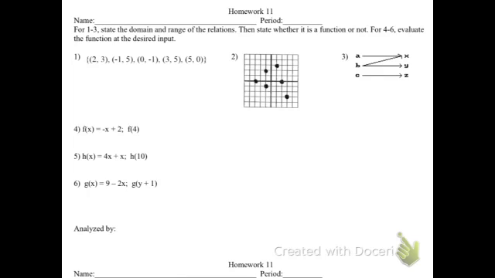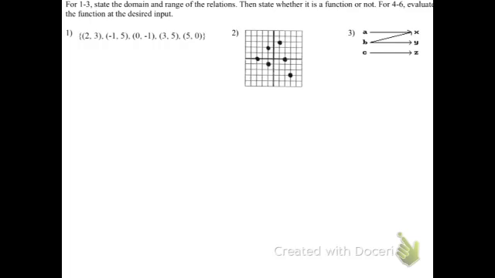Alright, time for homework 11. Once again, we need to determine whether these top three relations are functions or not. We also have to state their domain and their ranges. On 4 through 6, we need to evaluate the function at the desired input. And we'll move on to that.